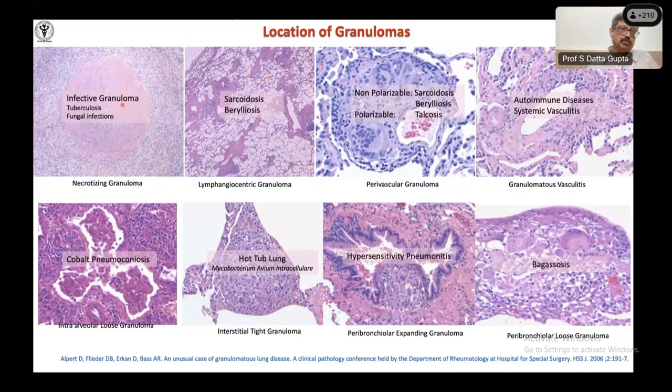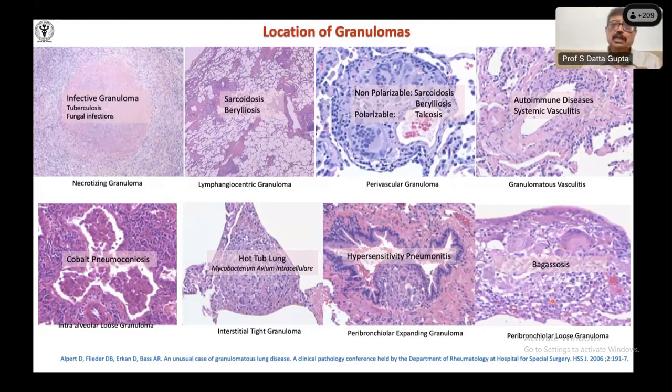So it could be tuberculosis, fungal. If it is lymphangiocentric, sarcoid, berylliosis. If it is perivascular, non-polarizable, sarcoid or berylliosis; polarizable, talc; granulomatous vasculitis, autoimmune or systemic vasculitis. If it is within the alveoli, think of cobalt. In the interstitium, tight granuloma, in addition to sarcoid, you could think of hot tub lung disease because of MAC, or Mycobacterium avium intracellulare. If it is pushing into the lumen, hypersensitivity pneumonitis; if it is loose, not pushing, berylliosis.